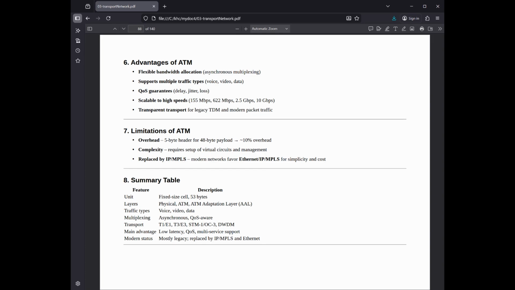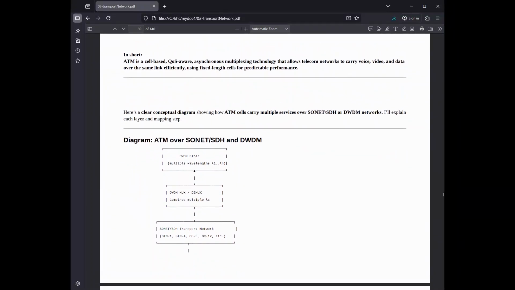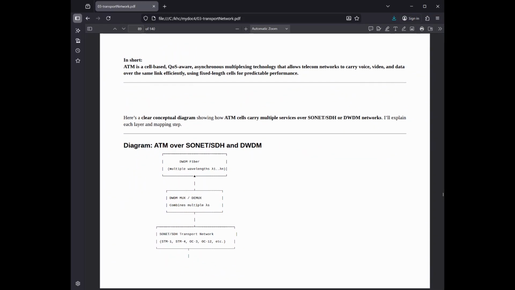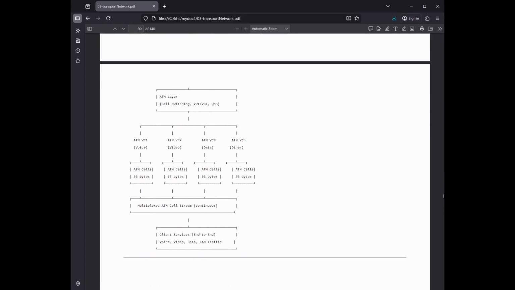To understand how ATM cells carry multiple services over optical networks like SONET/SDH or DWDM, it is best to view the network as a multi-layered cake. ATM acts as the intelligent middle layer that organizes diverse traffic, while the optical layers act as the high-speed transport. The mapping process, from service to fiber: the journey of a piece of data, like a phone call or a web page, into an optical network follows a strict hierarchy.